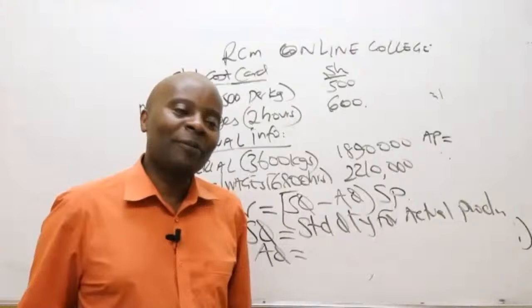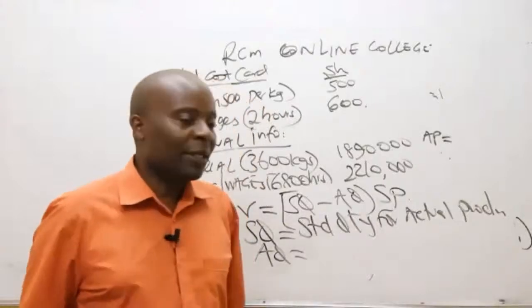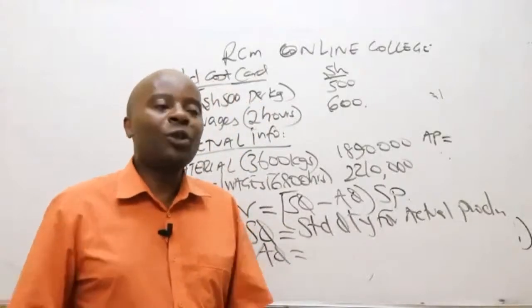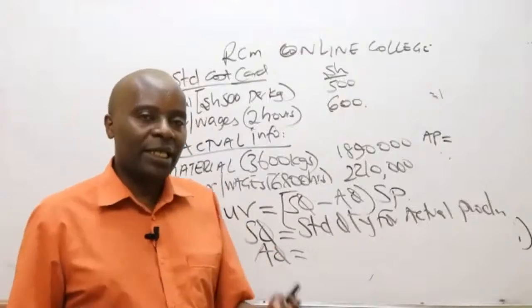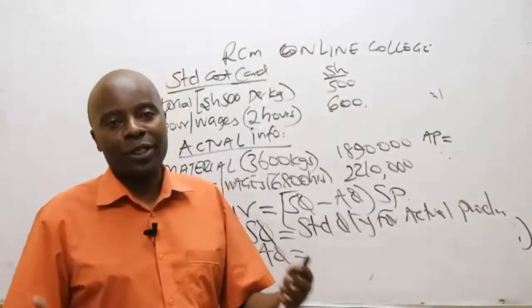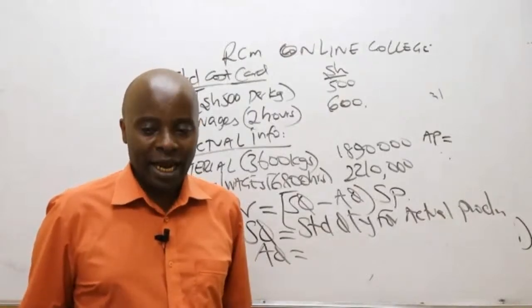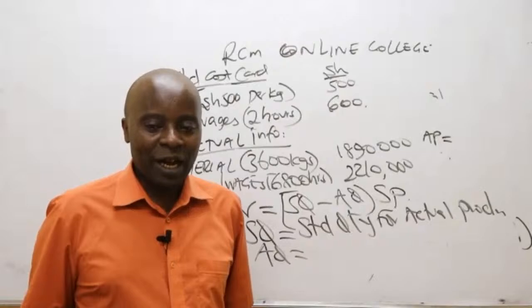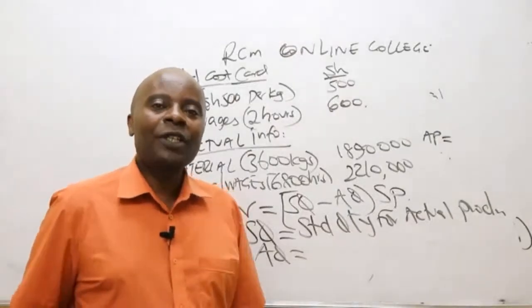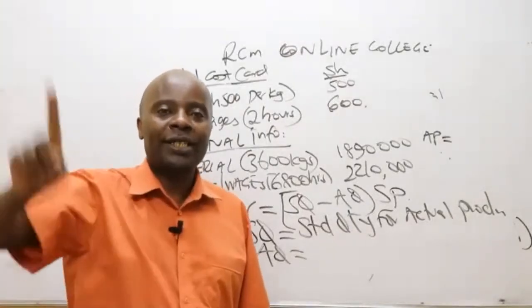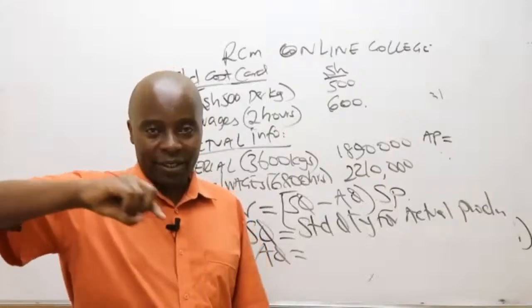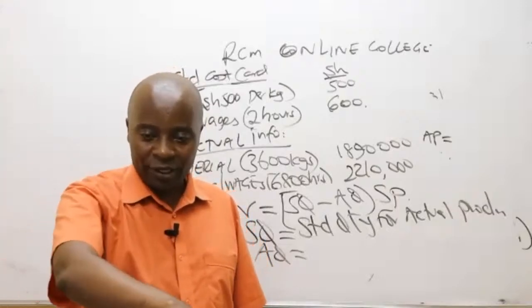So before I show them, ladies and gentlemen, how we get this material usage variance, is there anybody who has been able to substitute nicely? There's an answer there. 50,000 adverse is correct. Is there any other student who gave us 50,000 there?